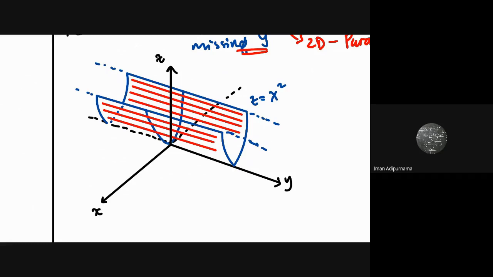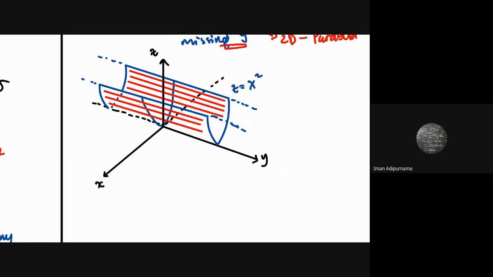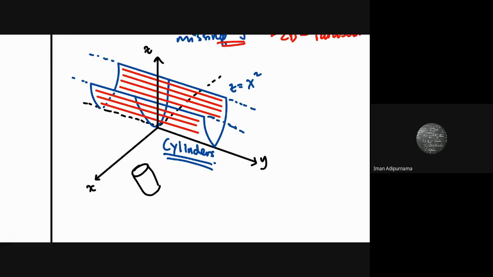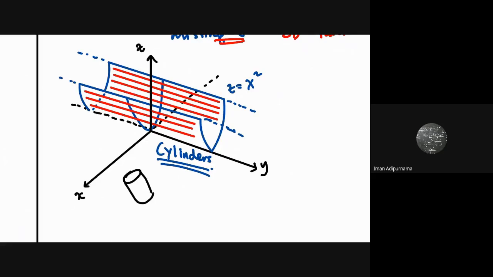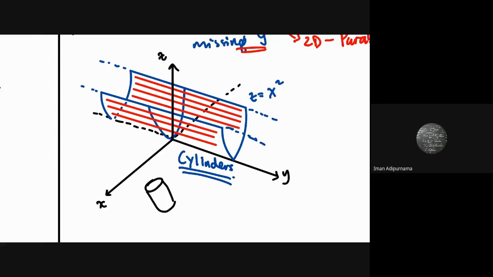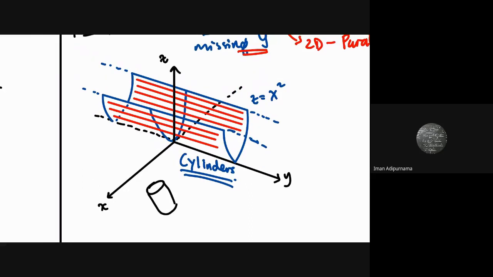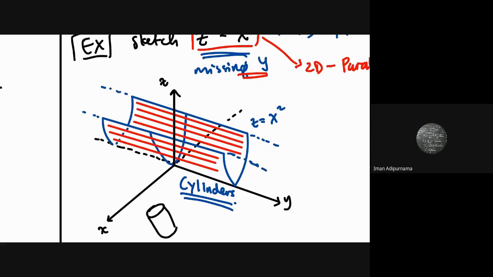Okay. Now from this picture, we can conclude that that is our definition of cylinders. So this is called cylinders. Cylinders means not only this tubular shape, but also any surface made of parallel lines passing through a given plane curve. Okay.